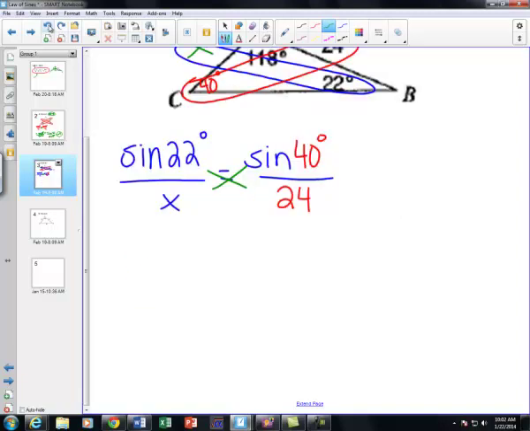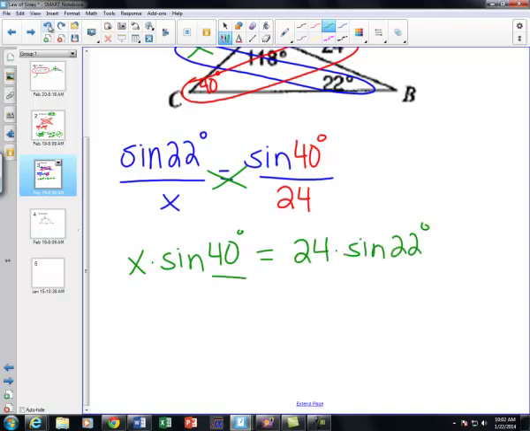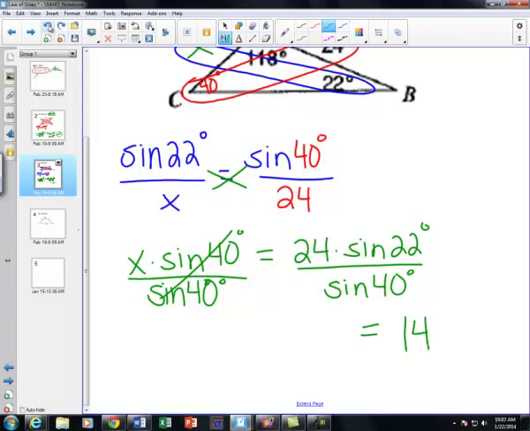So we're going to cross multiply. X times the sine of 40 equals 24 times the sine of 22. Make sure your calculator's in degrees for this again. So you're going to do 24 times the sine of 22, hit enter, divide by the sine of 40, so you're actually hitting the sine key, and that comes out to 14 units. So what side was that? AC. Yeah. So the length of AC is 14 units.